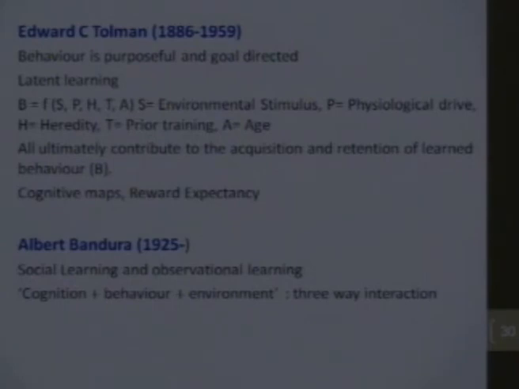Tolman said behavior is purposeful and directed. He said a human being cannot act without a purpose and without a goal. All human behavior has a goal, and learning takes place in a latent way. It means hidden. We learn things. It is not always dependent on reward.